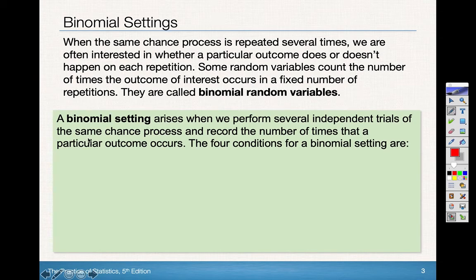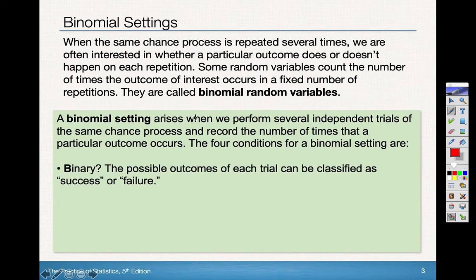So we have what's called the binomial setting. These are the requirements needed in order to say something is binomial. They're called conditions. A binomial setting arises when we perform several independent trials of the same chance process and record the number of times that a particular outcome occurs. The four conditions are: Binary. The possible outcomes of each trial are classified as success or failure. So no matter what it is, it can be a success or a failure.